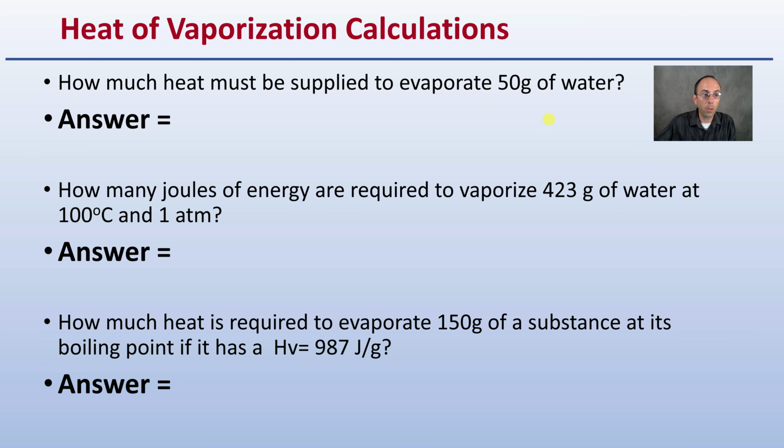That one I just gave you here is how many joules of energy are required to vaporize 423 grams of water at 100 degrees Celsius at 1 atmosphere. And if you're feeling really confident, go through and calculate how much heat is required to evaporate 150 grams of a substance at its boiling point if it has an Hv, heat of vaporization, of 987 joules per gram.